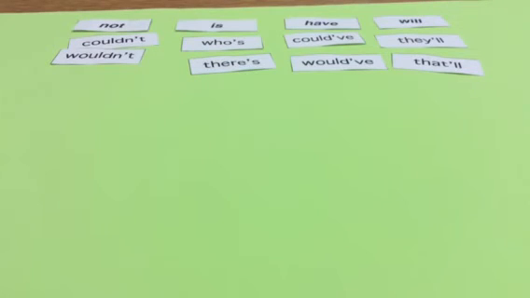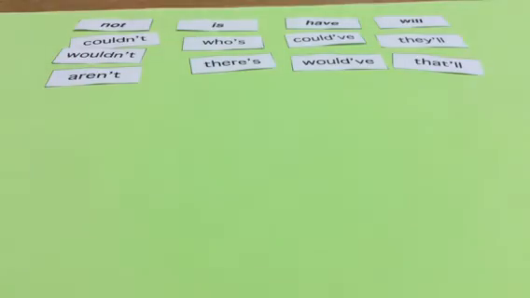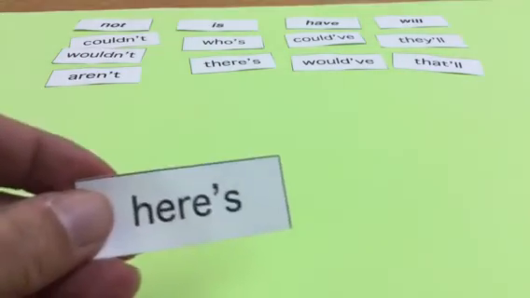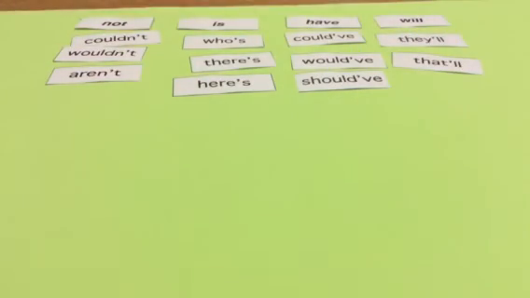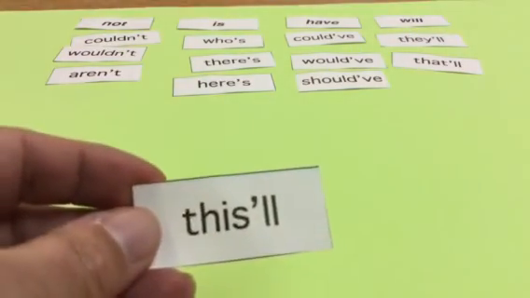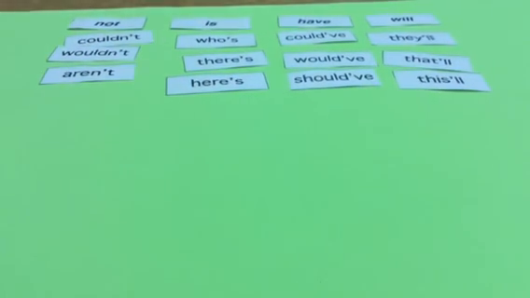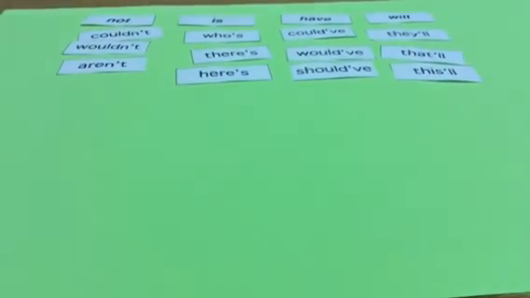Let's do a few more. Aren't is short for are not, goes in the not category. Here's short for here is, so that's the is category. Should've, short for should have, goes under the have category. And this'll is short for this will, so that will go under the will category. And you have more words to sort, but I think you'll get the hang of it pretty quickly.